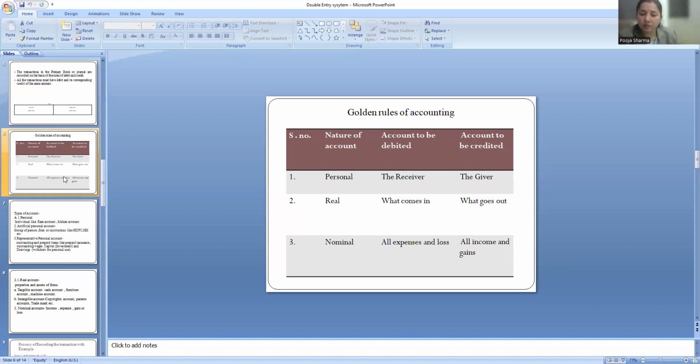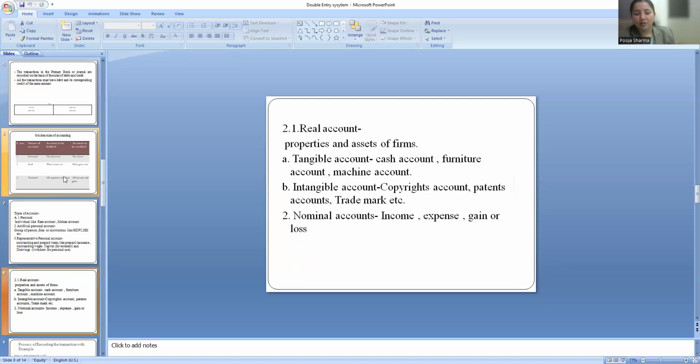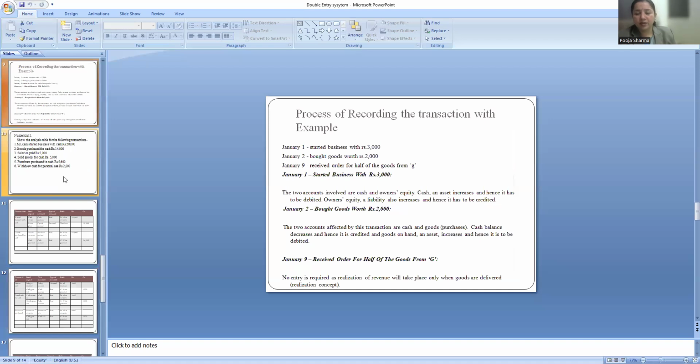When you see the name of a person, you will see the personal account information and do the debit and credit accordingly. When you have assets in the transaction, you will see the rule of the real account. And when you have expenses, losses, income and gains information, you will see the nominal account information. Now, I have already discussed the process of recording the transactions. In the next video, I will explain the process with examples also.